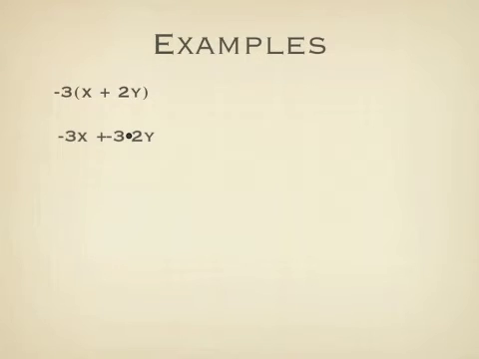Since it's outside the parentheses, I'm multiplying. So now I have a negative 3 times 2. 3 times 2 is 6, and since they're opposite signs, my answer will be negative. So now I have negative 3x plus a negative 6y.